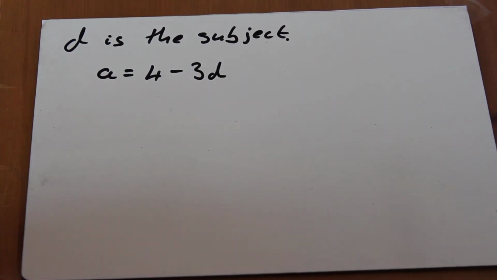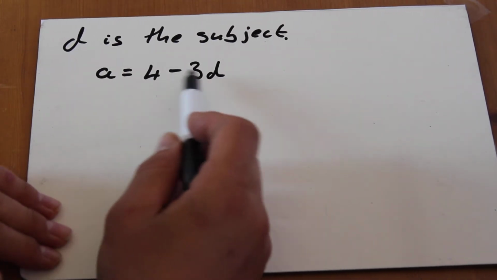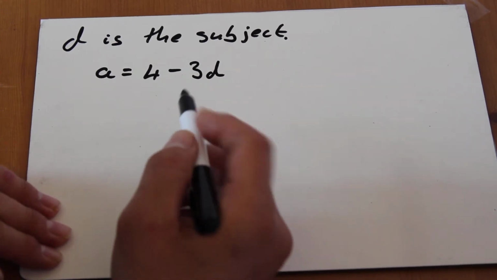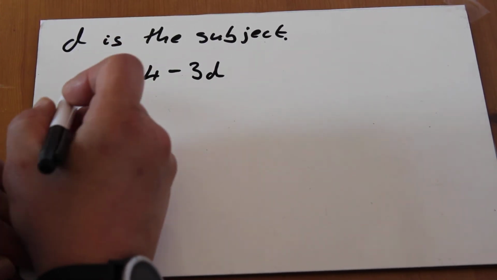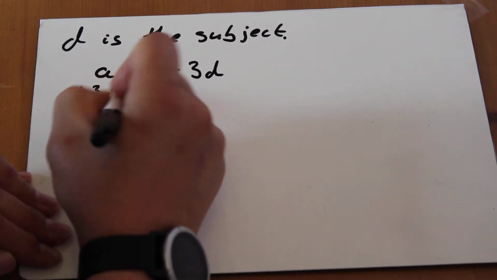Changing the subject of the formula is similar to solving an equation in that we use exactly the same methods. If this were an equation, I'd be encouraging you to make sure that this 3D were positive rather than negative. So that's the first thing we're going to do, and we're going to do that by adding a 3D to both sides.